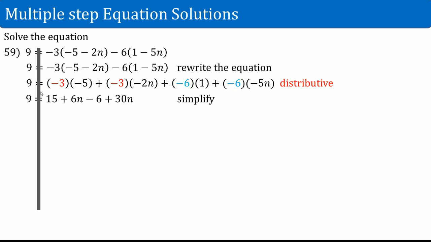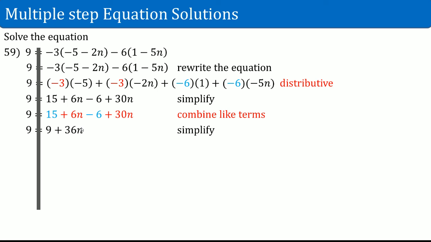Negative 3 times negative 5 is positive 15. Negative 3 times negative 2n becomes a positive 6n. Good. Negative 6 times 1, negative 6. Negative 6 times negative 5n becomes a positive 30n. Good. There's some like terms here. Blue goes together and red goes together. So 15 subtract 6, that should be a 9. And 6n plus 30n should be 36n.